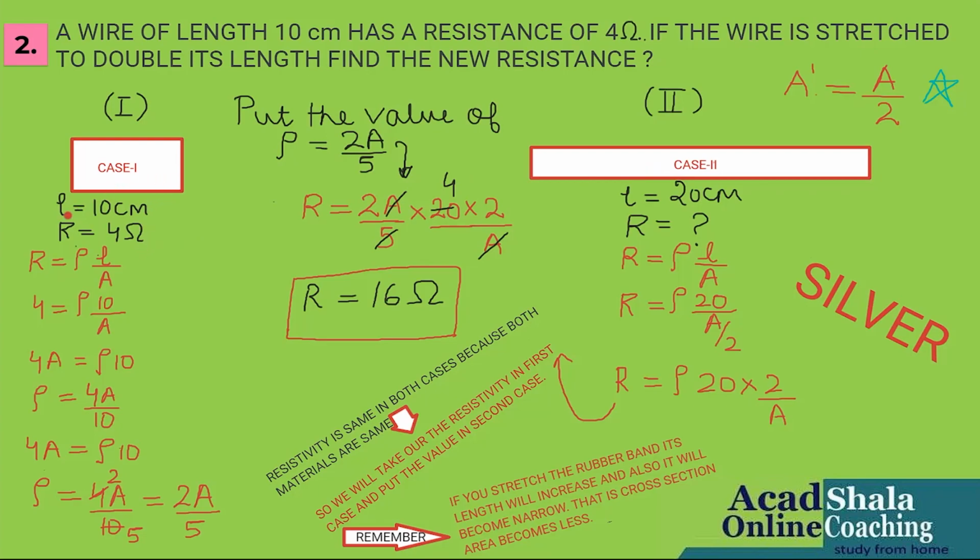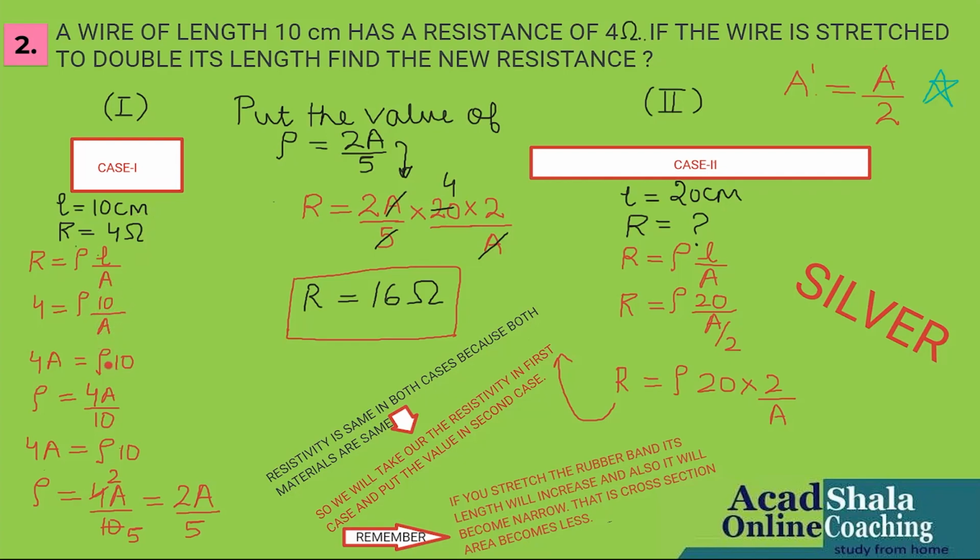Now let us solve. Length is 10 centimeter given. Resistance is 4 ohm. Fine. I know the formula to take out the resistance. R is equal to rho L upon A, children. What is rho? This rho is nothing but the resistivity or the specific resistance. I know the value of resistance, so I put 4 ohm over here, rho, and 10 is nothing but the length, so I put 10 upon A.